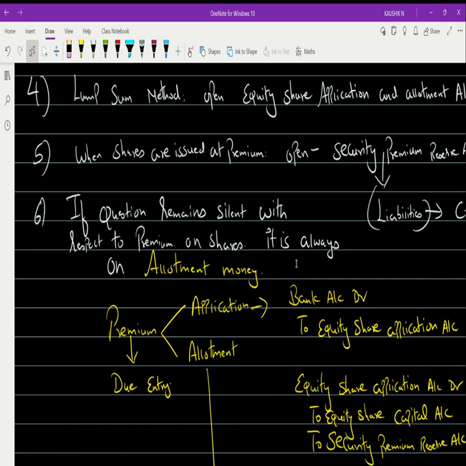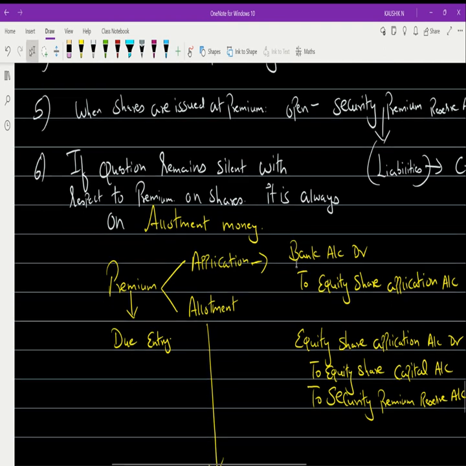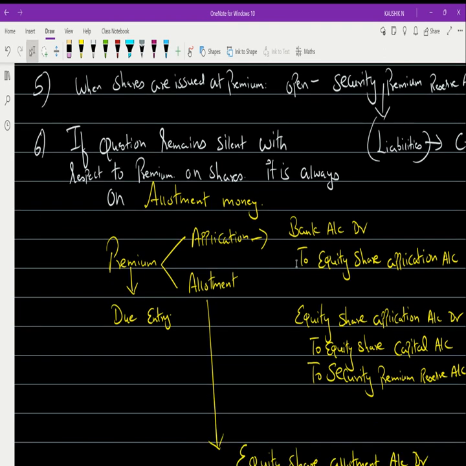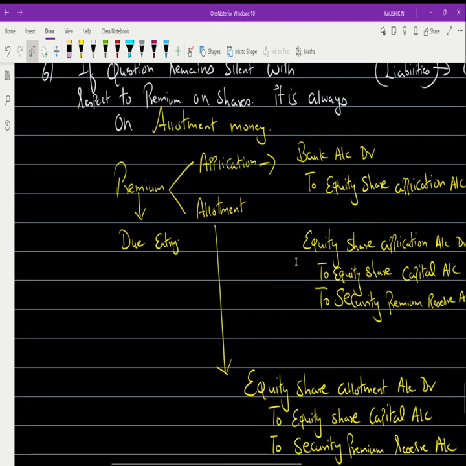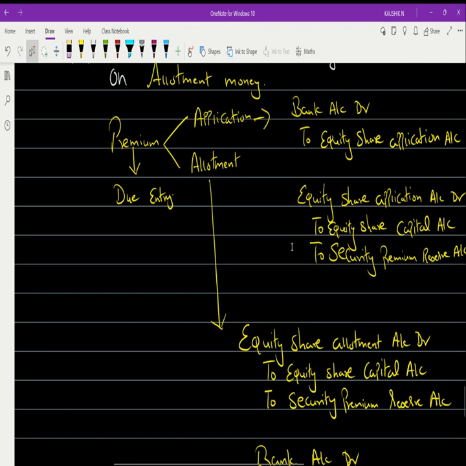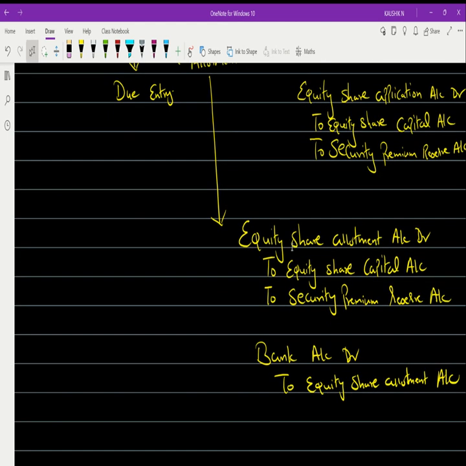So the only possibility in case of application is the transfer entry. In the transfer entry, you are showing the security premium reserve. Apart from application, the other things, whether it is a call or allotment, the amount of security premium reserve will appear in the due entry because it has a due. Then only you will collect the receipt. So that's how the value of equity or preference share, the security premium reserve, is being highlighted here.